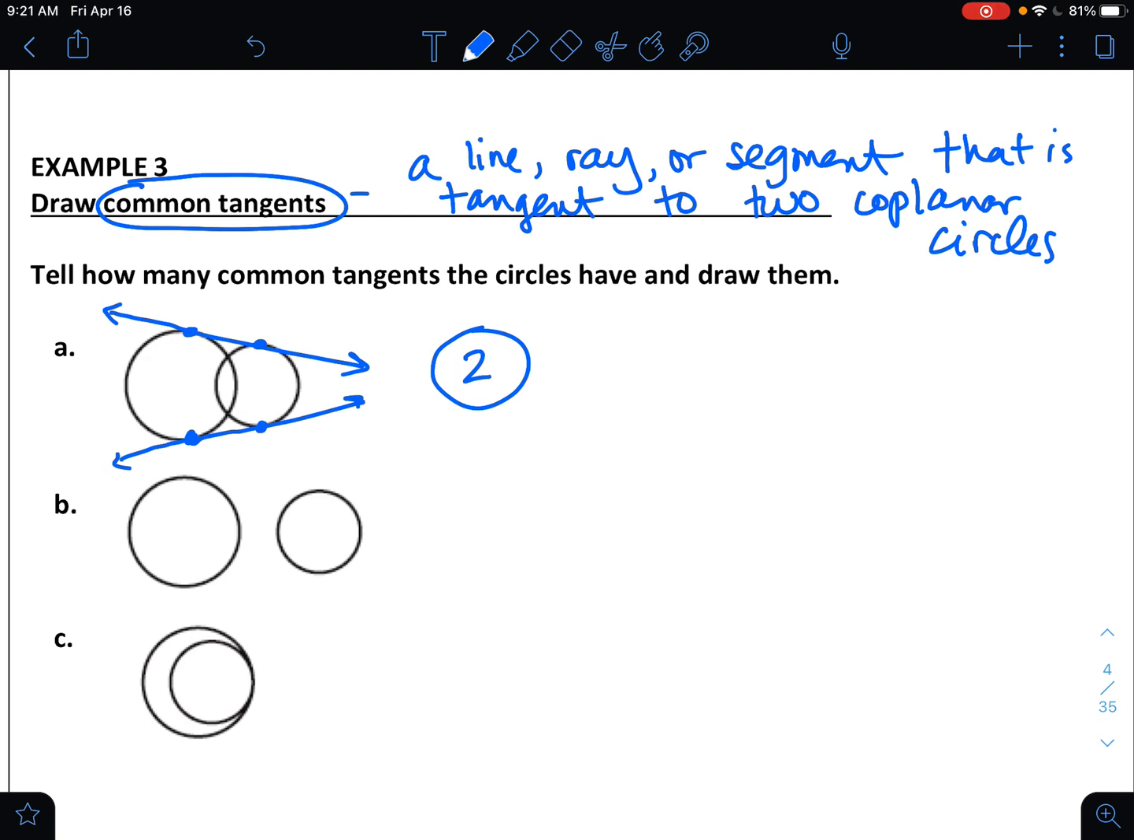So try B and C. See what you can come up with. How many lines can you draw that touch each circle only once?